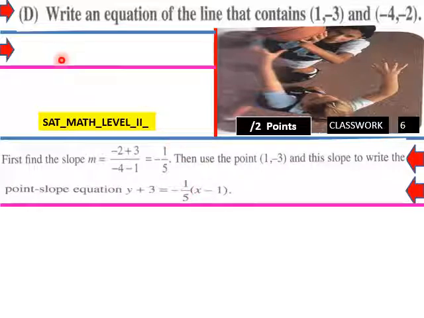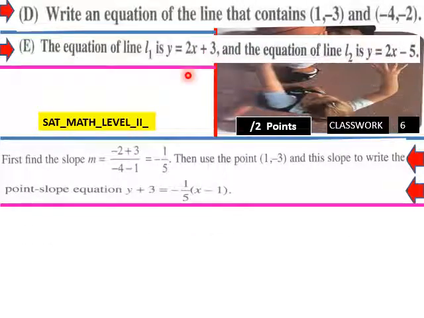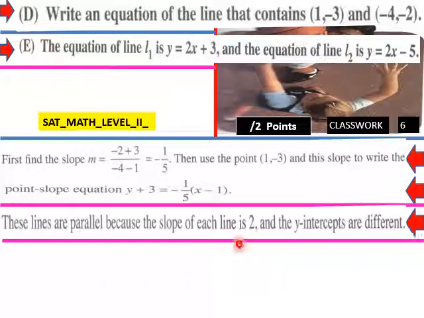And then E, the equation of line 1 is y equals 2x plus 3, and the equation of line 2 is y equals 2x minus 5. So these lines are parallel because they both have the same slope of 2. This one has a slope of 2. This has a slope of 2. And the y-intercepts are different. Over here, -5 is our y-intercept, and over here, our y-intercept is 3. So they are parallel.